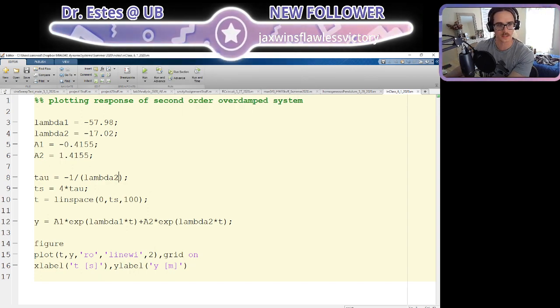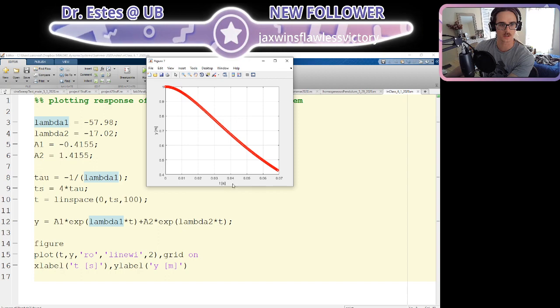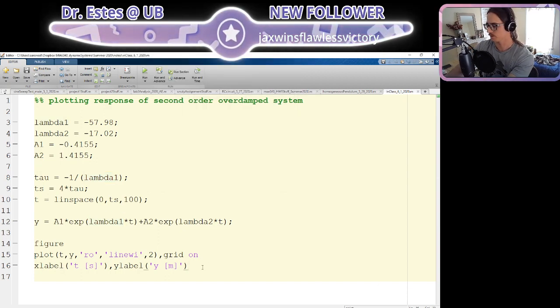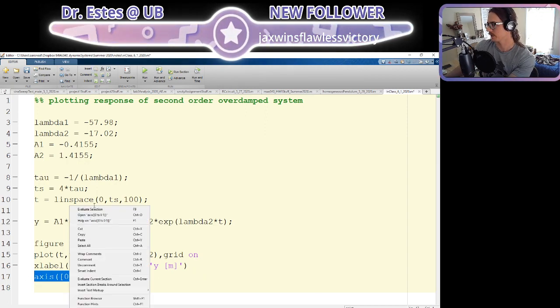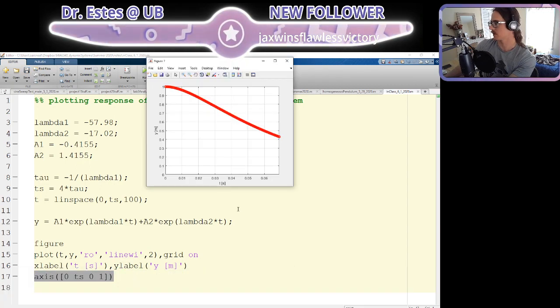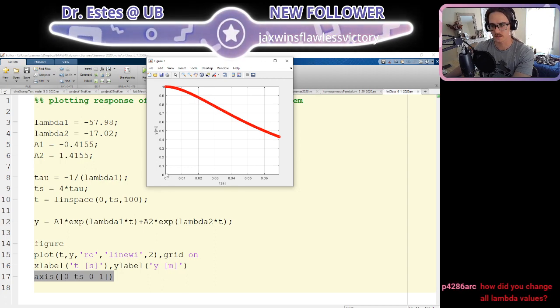What if I chose the settling time as the other one? You'll see that the overall system will not have settled yet because it only got down to 0.4. It didn't go all the way to 0. Actually, we can set the axis, 0 to TS, 0 to 1. I'm just going to change the axis up a little bit so it's clearer. 0's at the bottom here, so it definitely didn't settle.